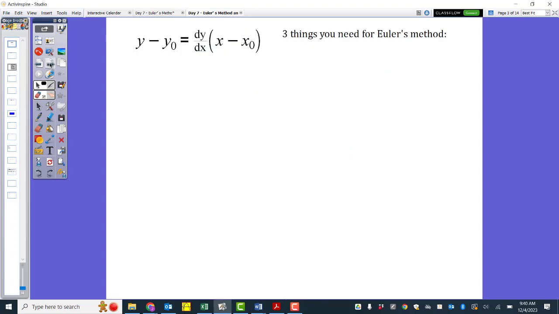So Euler's method is a way of approximating a solution to a differential equation by using the idea of the equation of a line. Our new y value is equal to the rate of change, dy over dx, times the change in x, plus our old y value. So we need the rate of change dy over dx, the change in x, and an initial point, x naught comma y naught.